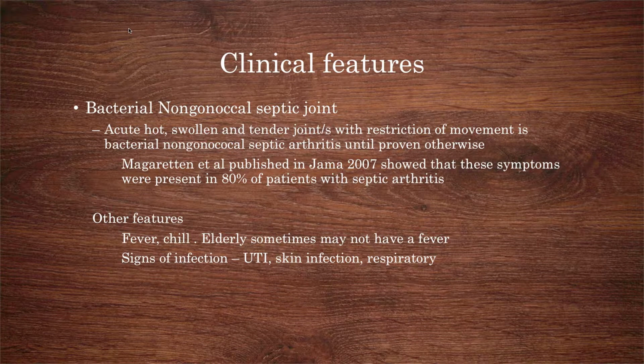So non-gonococcal septic joint. If you have a joint that is acute, hot, swollen, and tender, it's a septic joint until proven otherwise. And according to Margaretten et al., in 2017, 80% of these people had that presentation. Other factors you can also include are fever and chills, but those are less specific. And often in the elderly, you don't have a fever. Signs of other infections such as a UTI, skin infections, or a respiratory infection can also clue you into whether or not this is a septic joint going on.